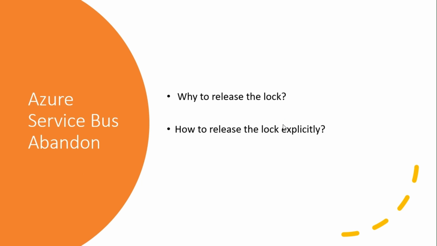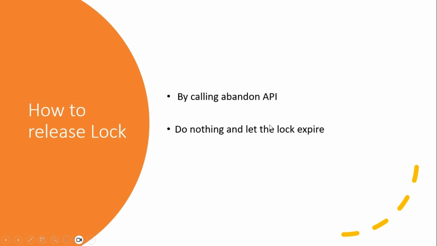Before we understand how to release the lock, we need to understand why we would even release the lock manually. There could be situations where the receiving application fails to process the message and wants the message to be redelivered so that it can reprocess it. In this case, the receiving application has two options. One is calling the abandon API on the Service Bus SDK, which explicitly asks Service Bus to release the lock instantly on the particular message. The other option is doing nothing and letting the lock expire.